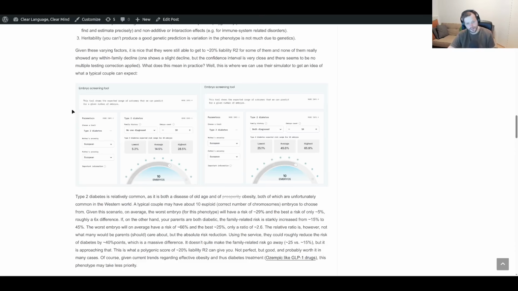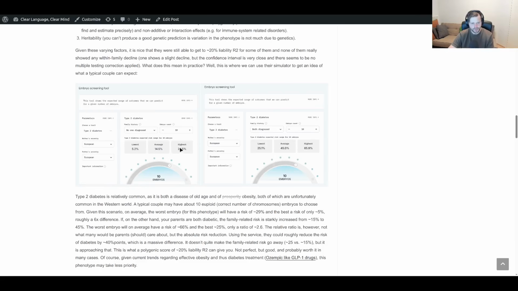these will then convert into 10 embryos that don't have the wrong numbers of chromosomes, like Down syndrome and other things that are non-viable. So in this particular case, what we can see is that if we were to pick the worst embryo, that on average would have about a 30% chance of having type 2 diabetes at some point later in life. This assumes current trends about the prevalence. If treatment becomes better, as with the Ozempic stuff, we may be less interested in diabetes if we think it's more treatable in the future. And the best embryo has only 5%.